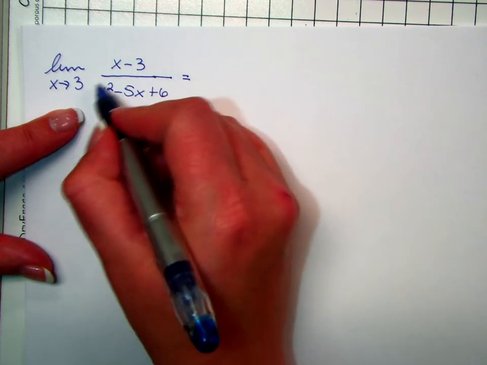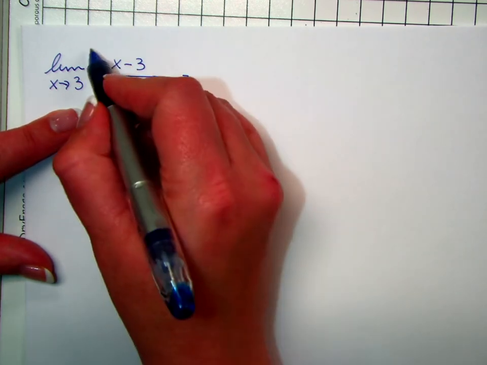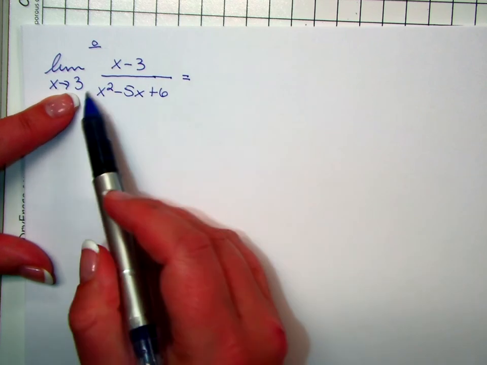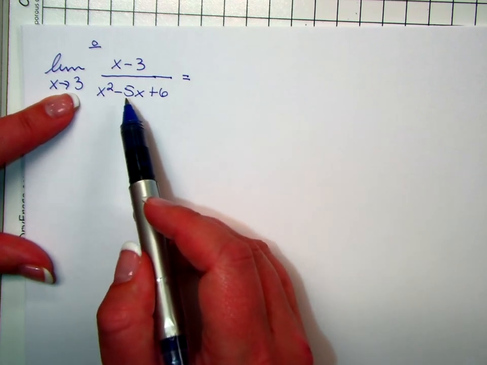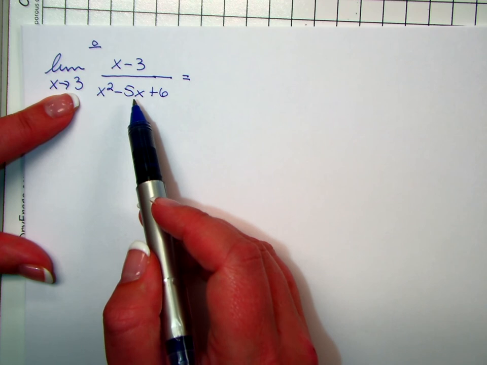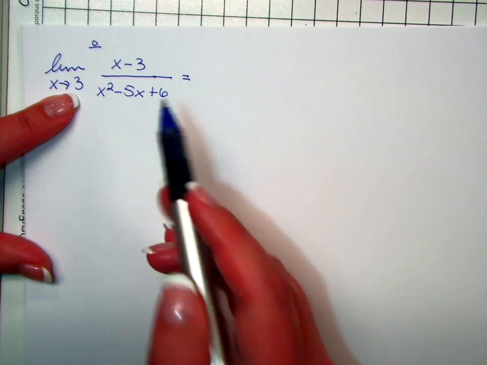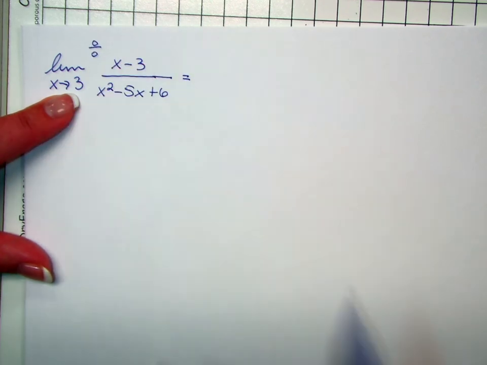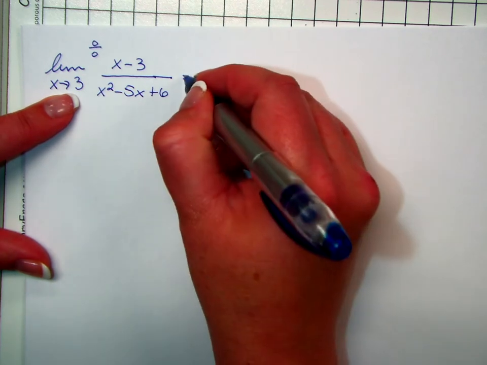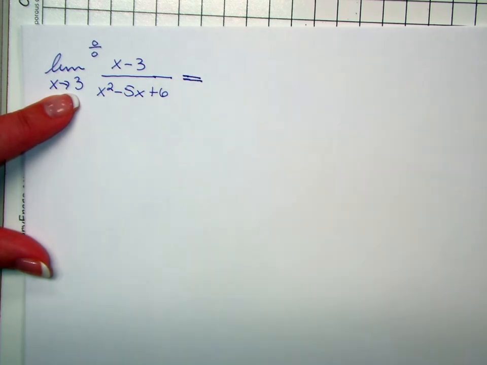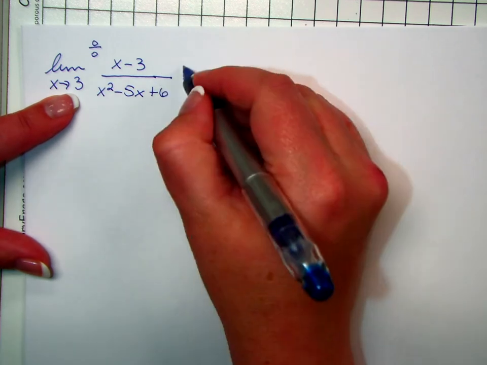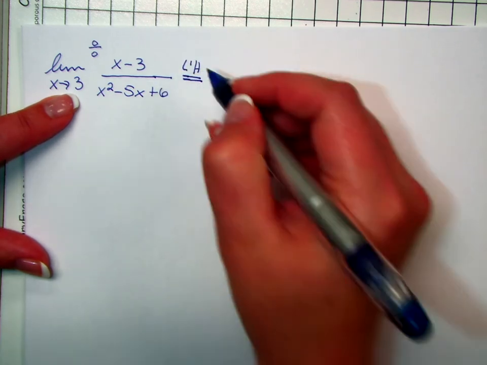All right. So if I plug 3 into the top, it's definitely going to give me 0. If I plug 3 into the bottom, 9 minus 15 is negative 6. Negative 6 plus 6 is 0. Okay. So we do get 0 over 0. This is what I'm going to start calling L'Hopitalable. Right? We can apply L'Hopital's rule here. So I am going to apply L'Hopital's rule.